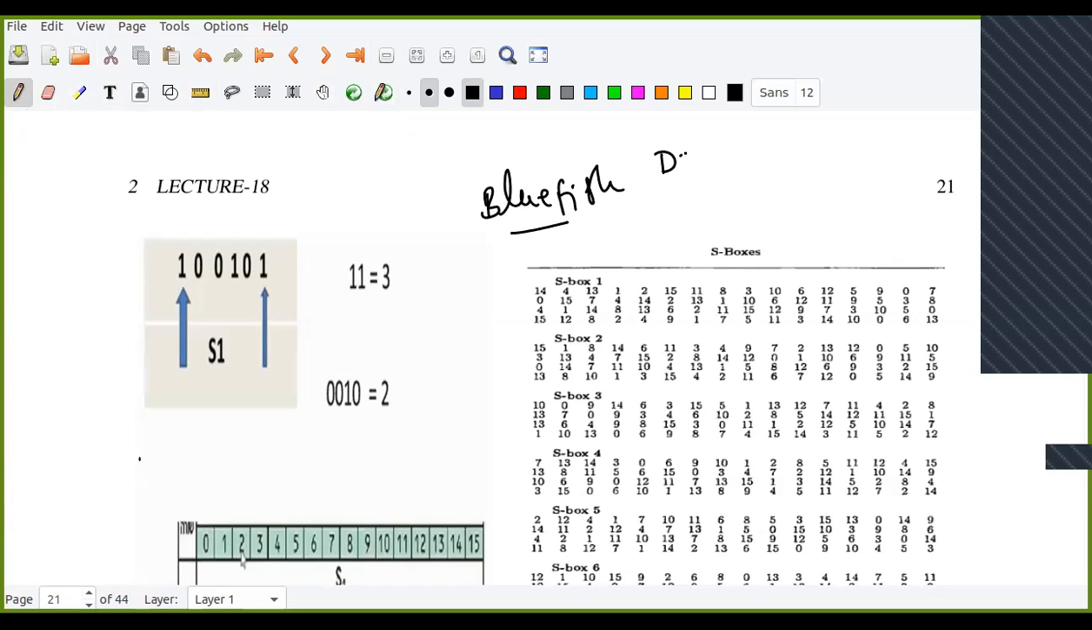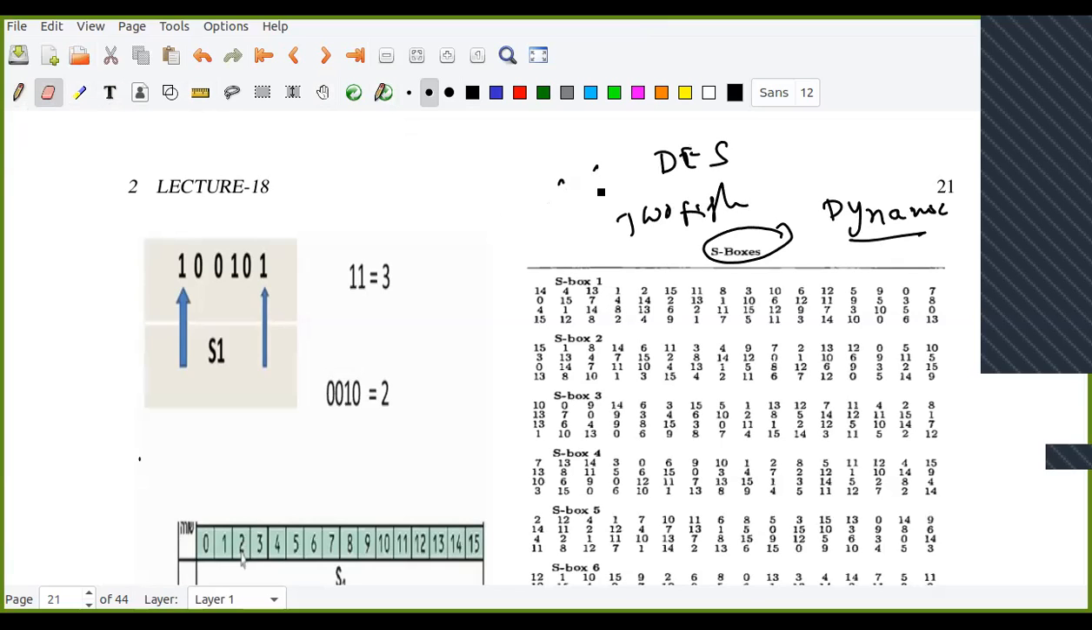So DES algorithm, Blowfish algorithm, Twofish algorithm, there are certain algorithms where these S boxes are dynamic, not fixed. Today I'm not going to discuss that and confuse you more. Right now these S boxes are fixed. How this is done, I'll tell you now.